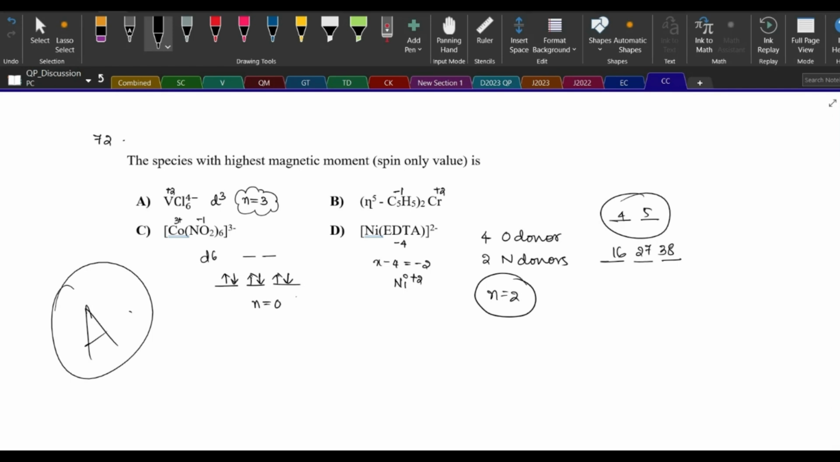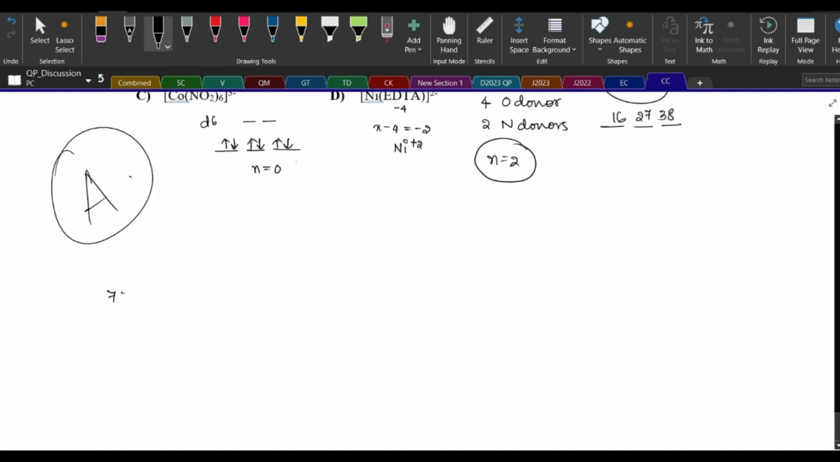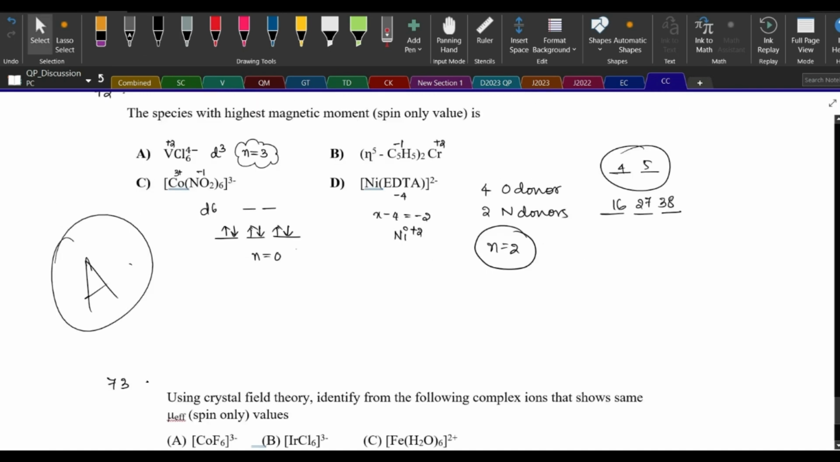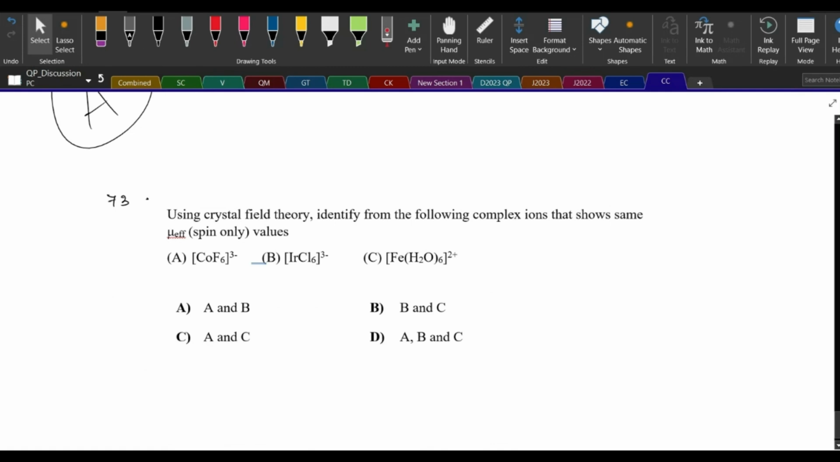Okay. Next question. Which of the following complexes show the same mu effective? Find the oxidation states first of all and try.